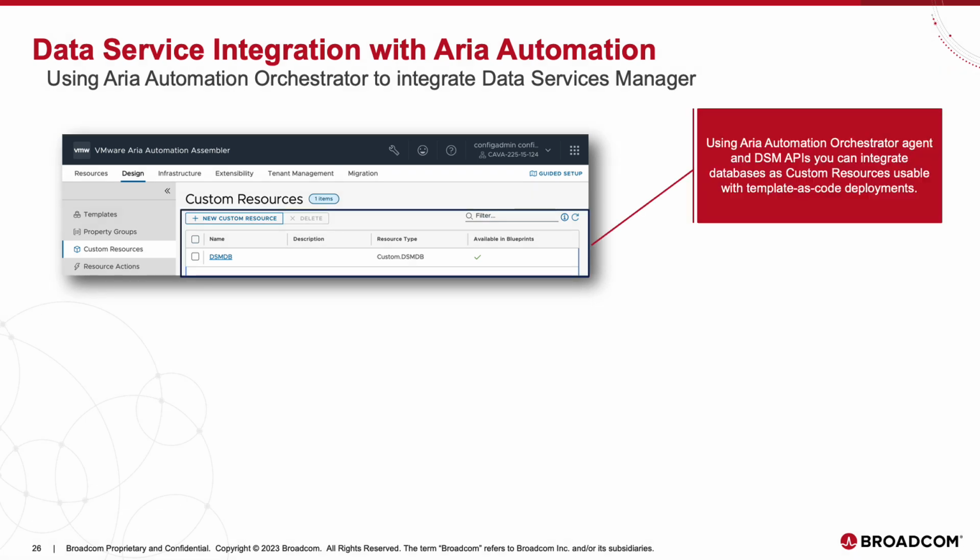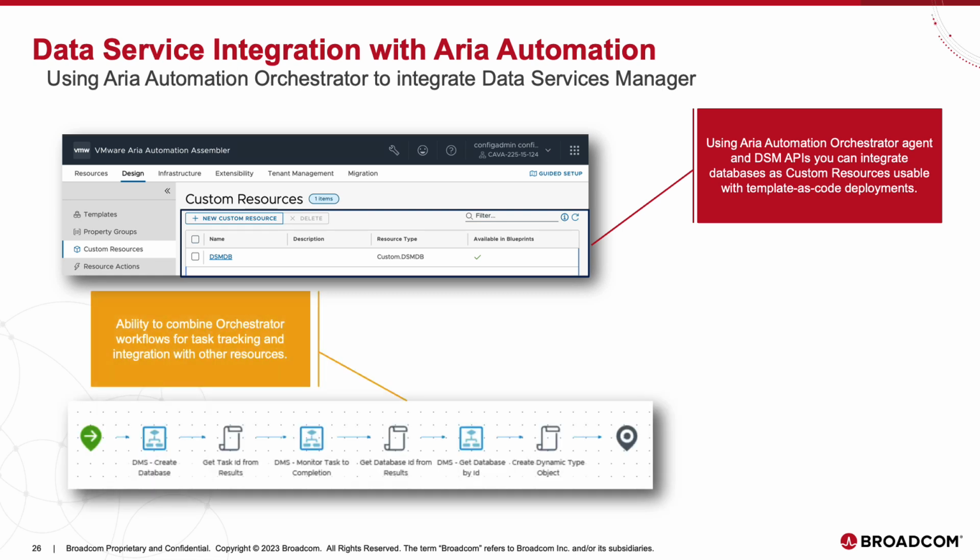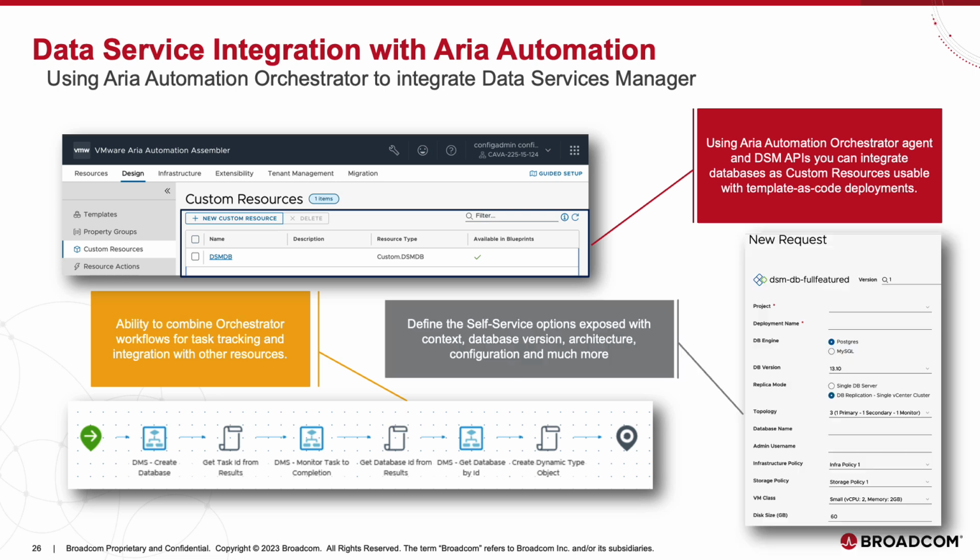Using ARIA Automation Orchestrator Agent and DSM APIs, you can integrate databases as custom resources usable with template as code deployments. In VMware ARIA Automation Assembler design, custom resources from Orchestrator are added as templates and the fields are pre-filled or prompted from the user. A completed template is shipped back to Orchestrator, which in turn sends it to DSM for action. The DSM custom resource can also be integrated with other custom resources to deploy the complete application.